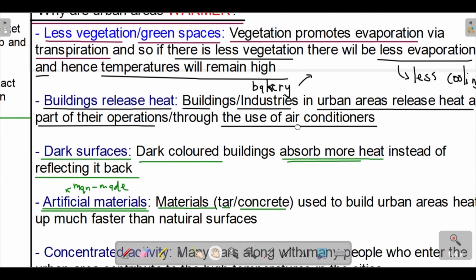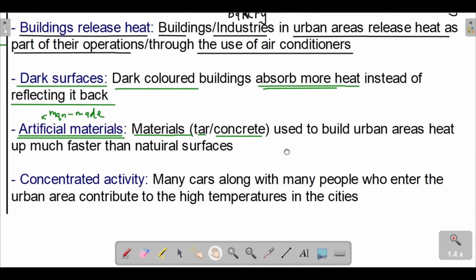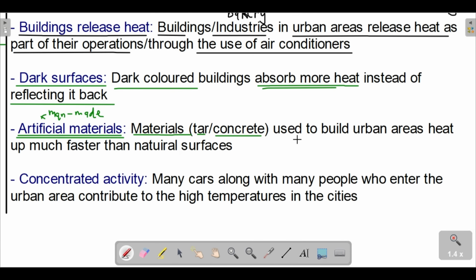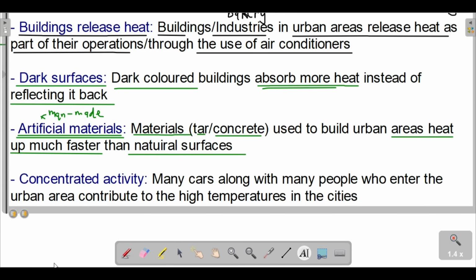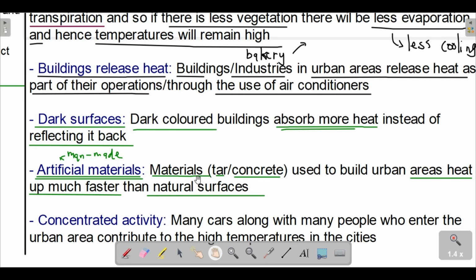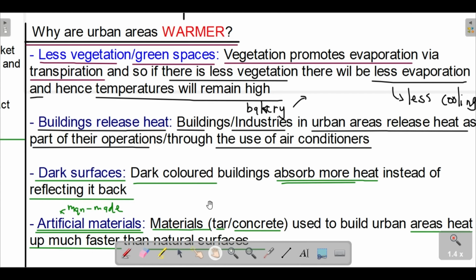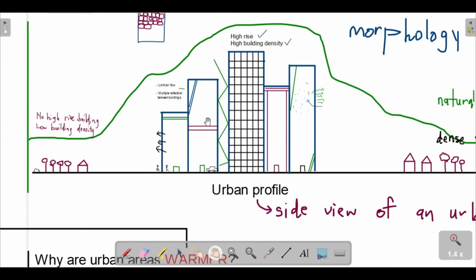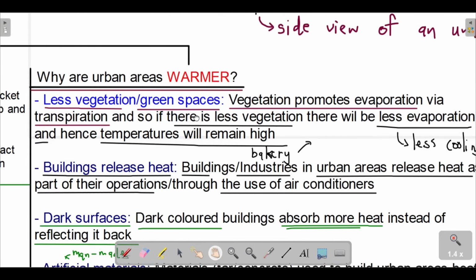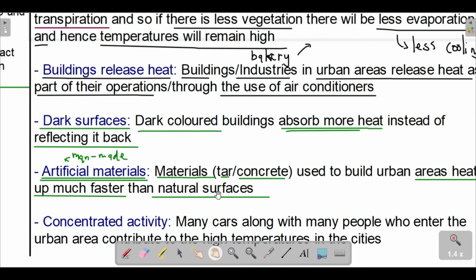So the materials that we use to build buildings and to make roads, tar for an example, heat up much faster than any natural surfaces. Because we are using artificial materials which heat up much faster, no wonder temperatures are high. So the use of artificial materials that we find in urban areas increases the temperature because they absorb a lot of heat, they heat up very fast, and hence, of course, the city will be warm as well.